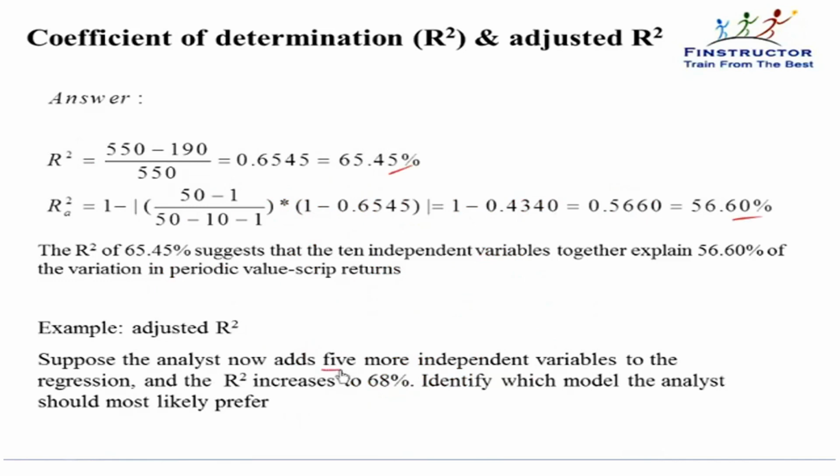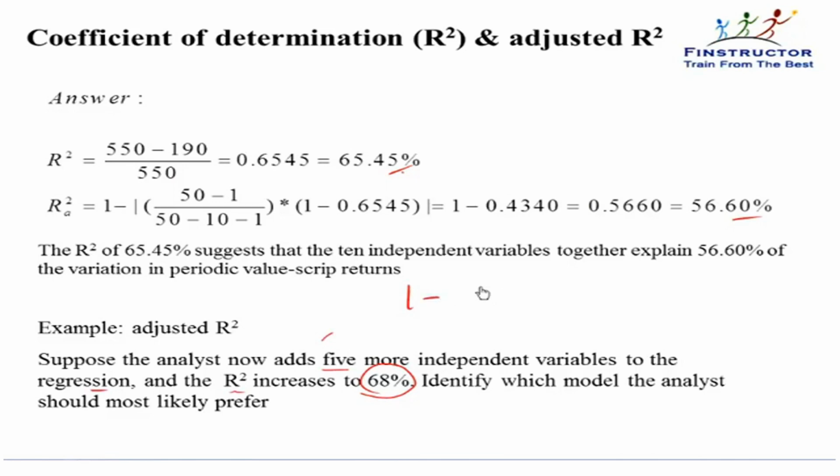Now the analyst adds 5 more independent variables to the regression, and he finds out that the R square has increased to 68% from the earlier 65.45%. Identify which model the analyst should use, or which is the better model. So again, just the R square going up is not enough evidence. We need to check for the adjusted R square and see how that moves to conclude which model is a better fit. So once again, let's calculate the adjusted R square.